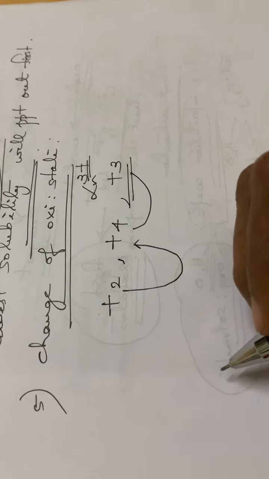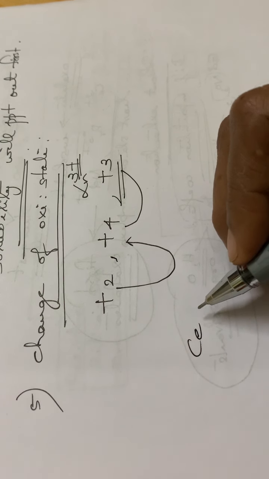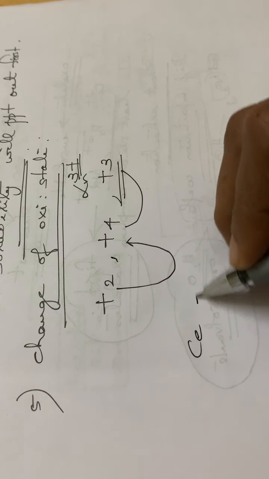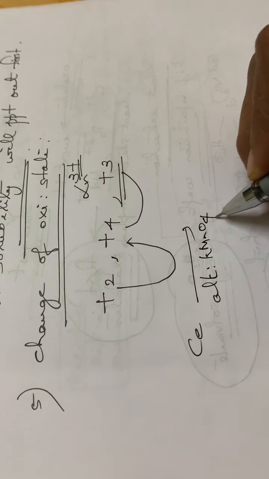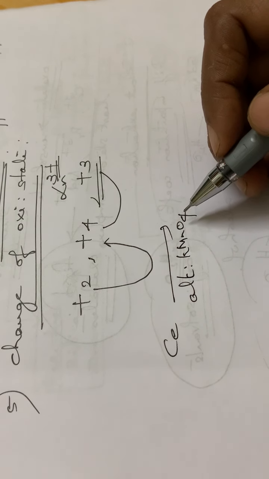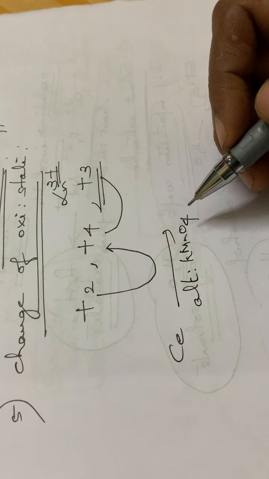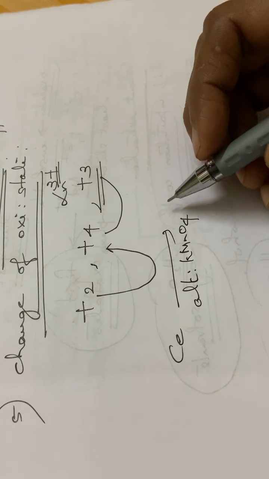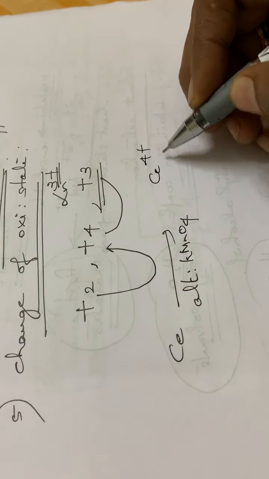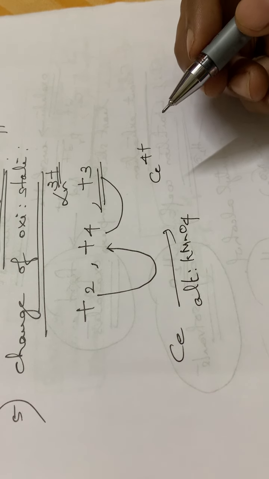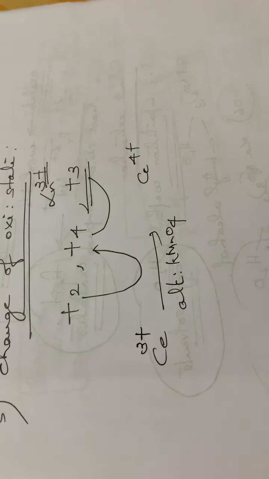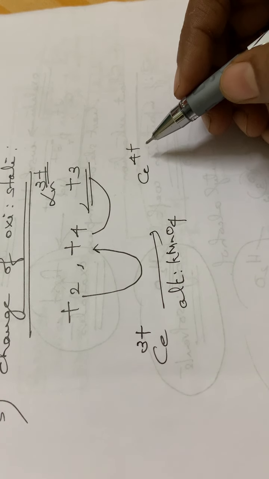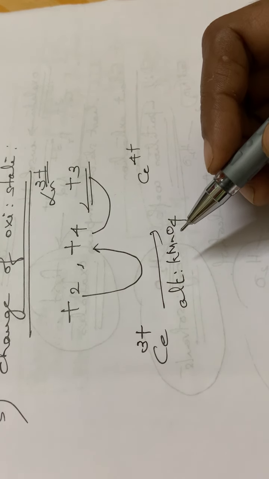For example, from these lanthanide ions, the cerium can be treated with alkaline KMnO4. See, alkaline KMnO4 is a very good oxidizing agent. On treating with alkaline KMnO4, the cerium is converted to cerium 4+. Its oxidation state changed to cerium 4+. In the solution it may be in the form of cerium 3+, so we are converting it into cerium 4+ by oxidizing using alkaline KMnO4.